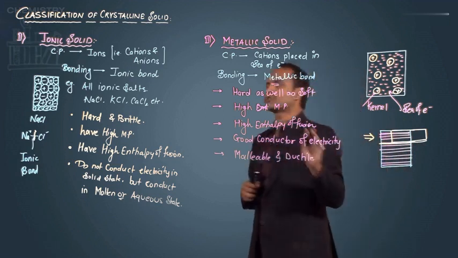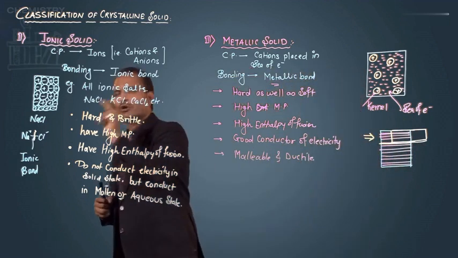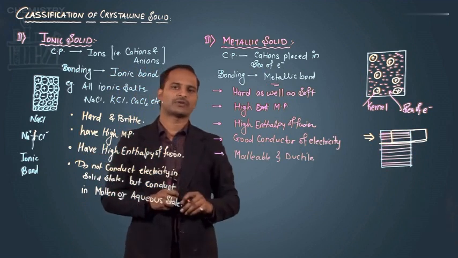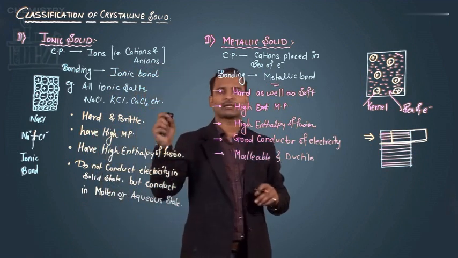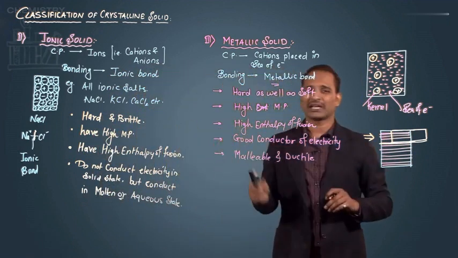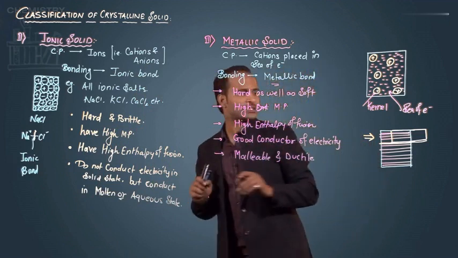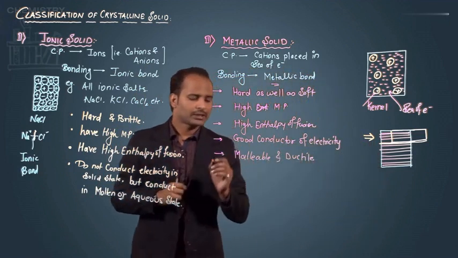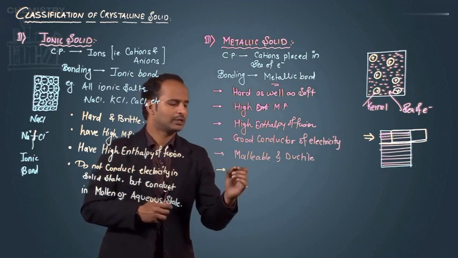But since such layers are not present in other types of solids, on hammering, the ionic solid or the molecular solid breaks instead of increasing its size. Okay, after that, they have luster.